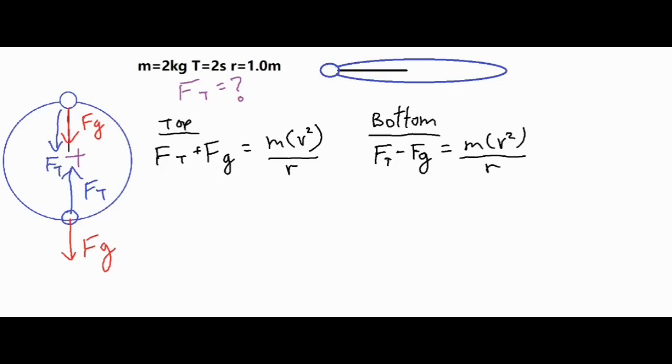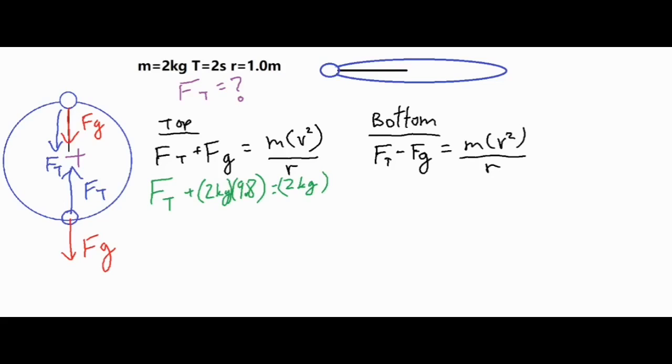So if we're looking for our FT, we have that as our final unknown. For the FG, we're going to do mass times 9.8. Mass is 2 kilograms times 9.8, and that equals the mass times the centripetal acceleration. The centripetal acceleration is always shown by v squared over r. So we have a mass of 2 kilograms.